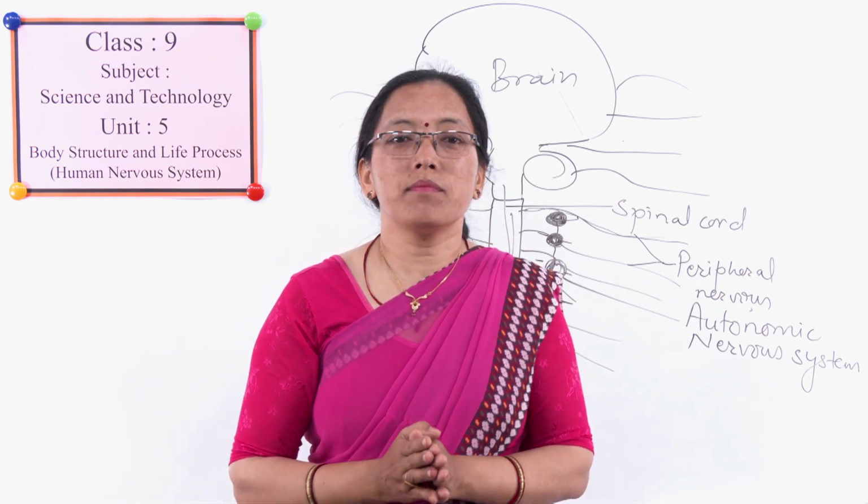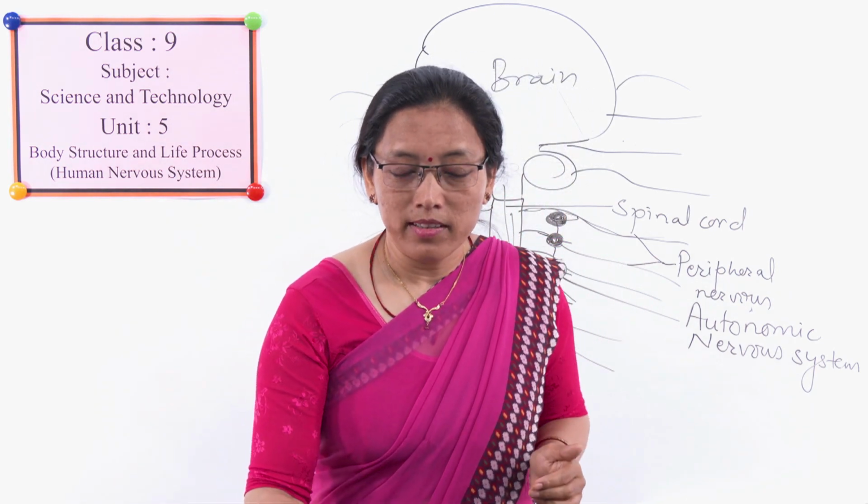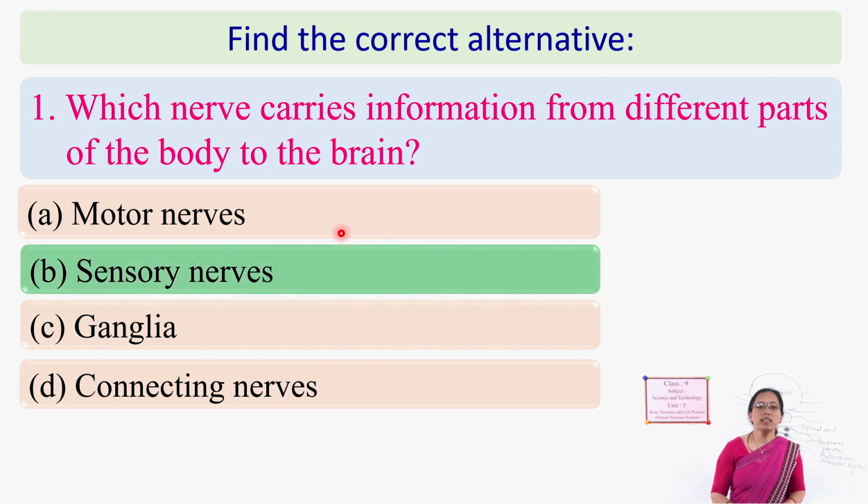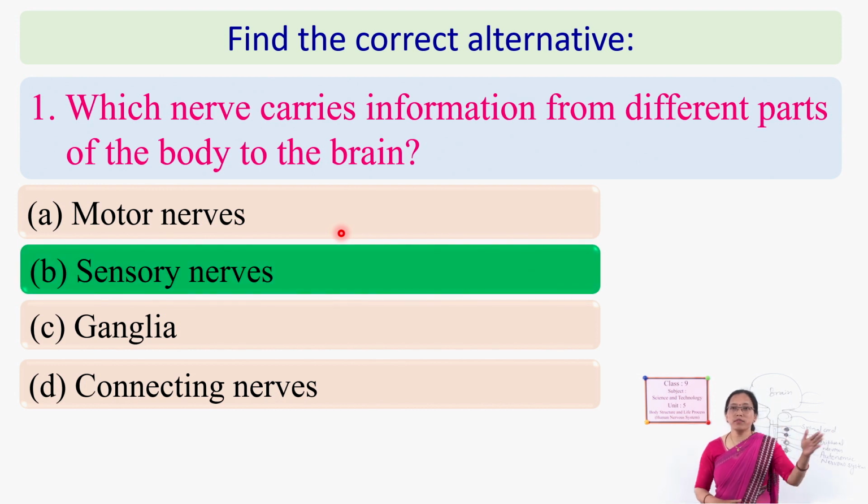Now, let's check some questions, so we recall through them. Which nerve carries information from different parts of the body to the brain? The options are: motor nerve, sensory nerve, ganglia and connecting nerves. Which one? Very good. It is the sensory nerve. Already we have learned that it brings information from different parts of the body to the brain.